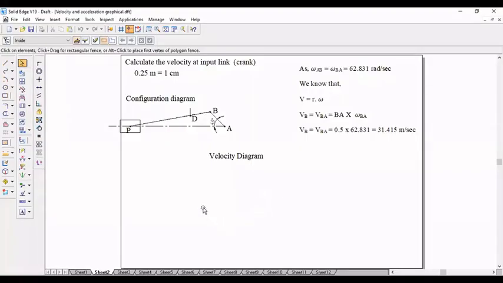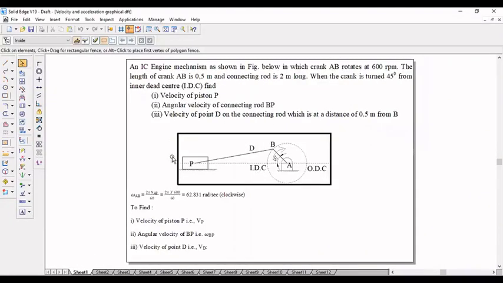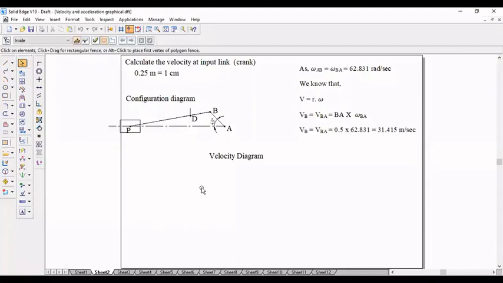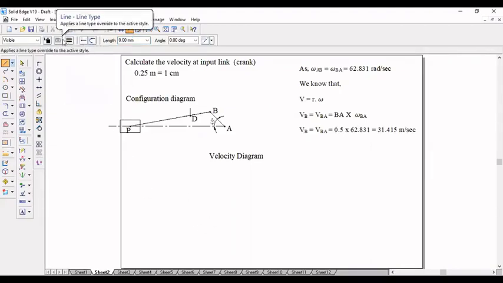Before you construct that, you must know how this crank is moving. According to the diagram they have given, this crank is rotating clockwise. So the velocity line also should be in this direction. Since it is moving in this direction, the velocity line of this crank also should be in this direction. Okay, so I'll take a line anywhere in the space; you can construct it according to your convenience.